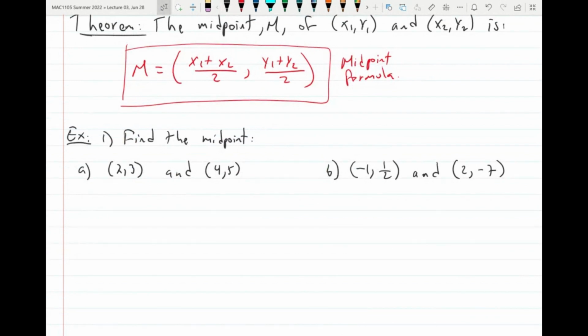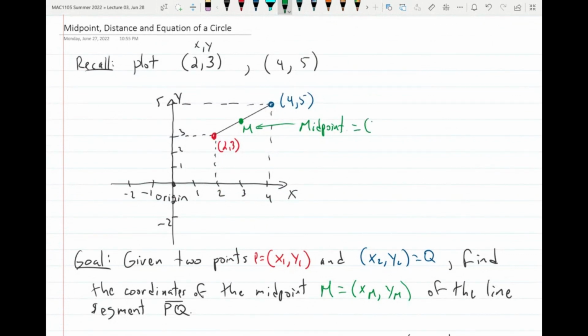Okay, so how do we do the first one? How do we find the midpoint? What do we need to do? You add the x's divided by 2, add the y's divided by 2. There's really nothing fancy happening here. So what is it? That's 6 over 2, so that's 3. 8 over 2, that's 4. So the point (3, 4) is the midpoint. In other words, over here, this guy is (3, 4). Okay?